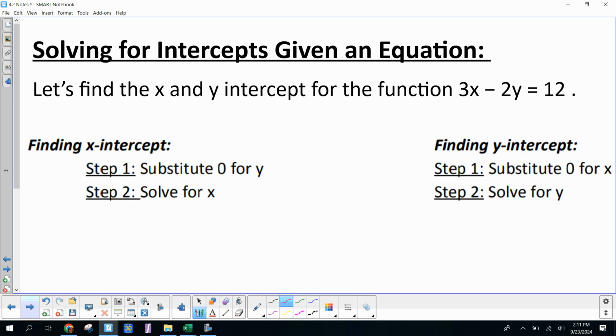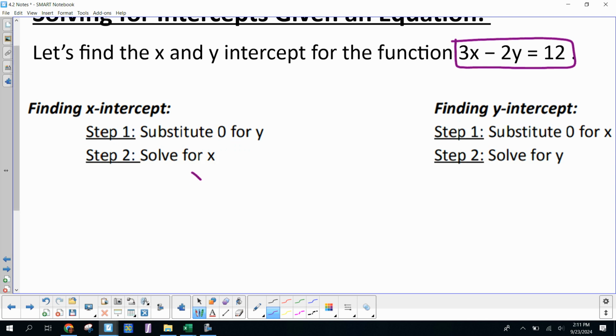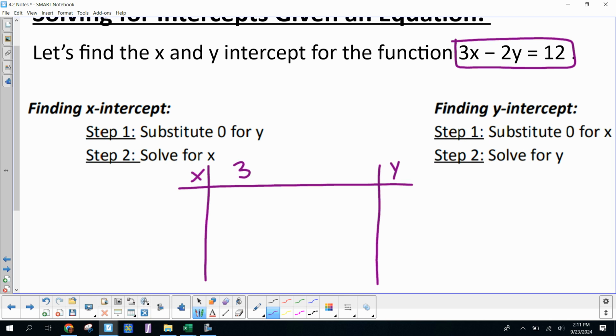So now we can find this algebraically without using the graph. And so it's actually fairly easy. We're going to take this equation, and we're going to make a table. You can do them separately or you can do them all together in a table, but we have 3x minus 2y equals 12. So what we're going to do is first find the x-intercept. Well, if this is what I'm finding, then the 0 goes in for the y value.